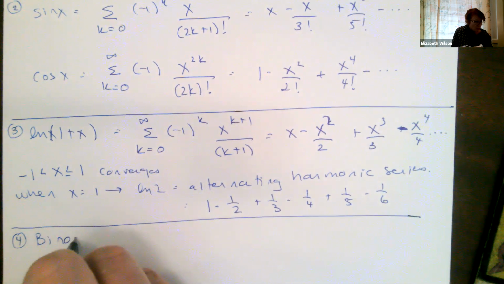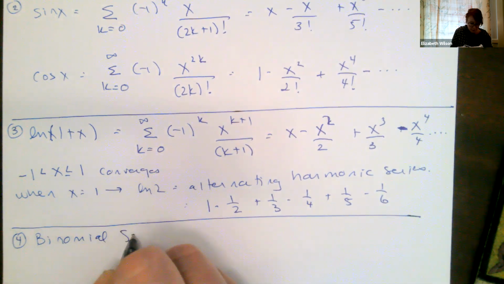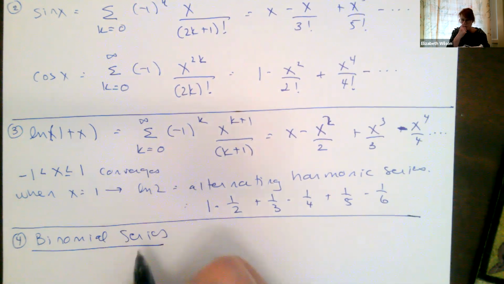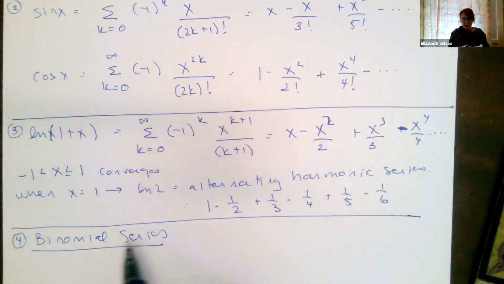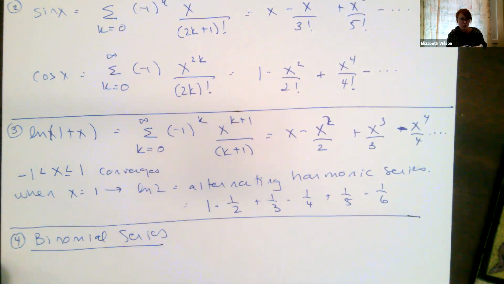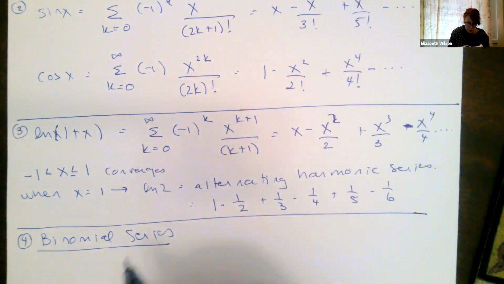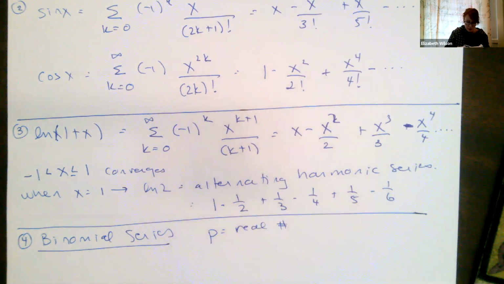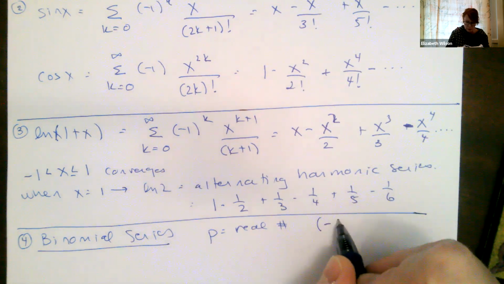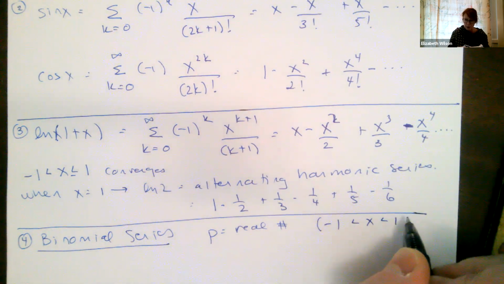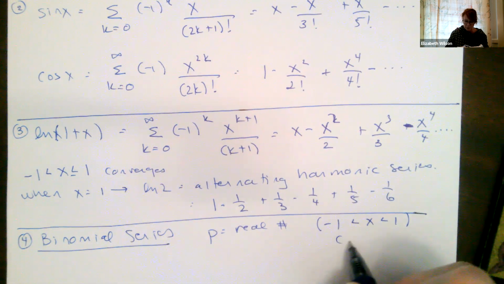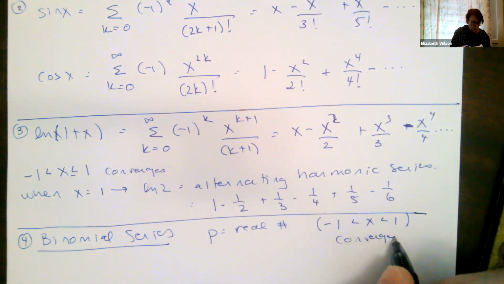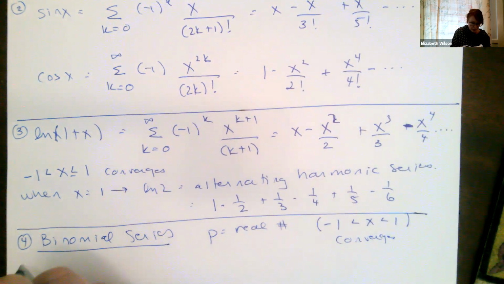Binomial. This one I think you may have a couple homework problems on, so I'm focusing on this. Our lecture example focuses on this too. Where p equals a real number, this is going to converge for x between -1 and 1. It's going to converge to (1 plus x) to the p.